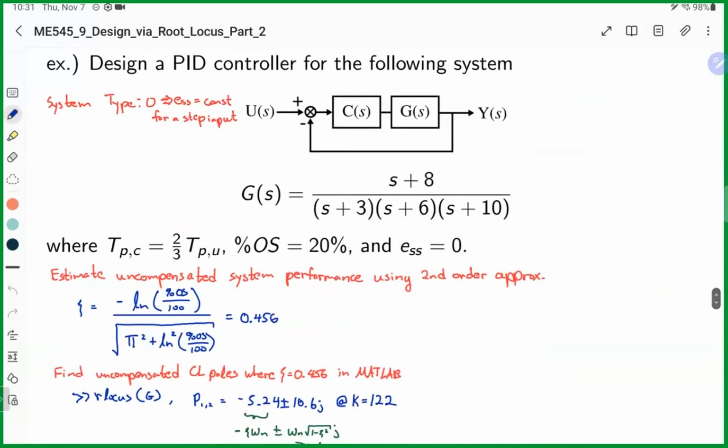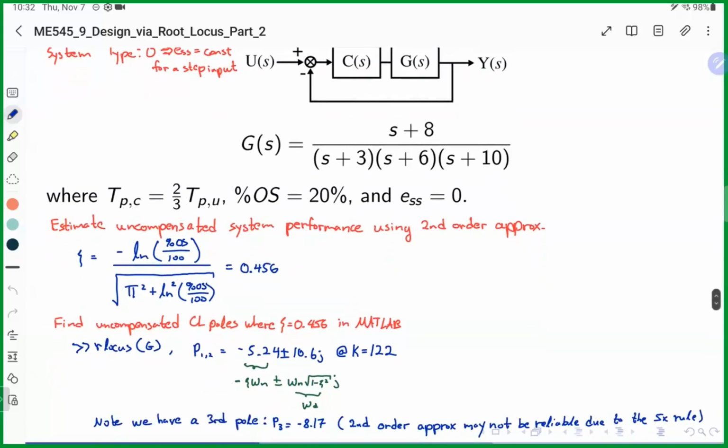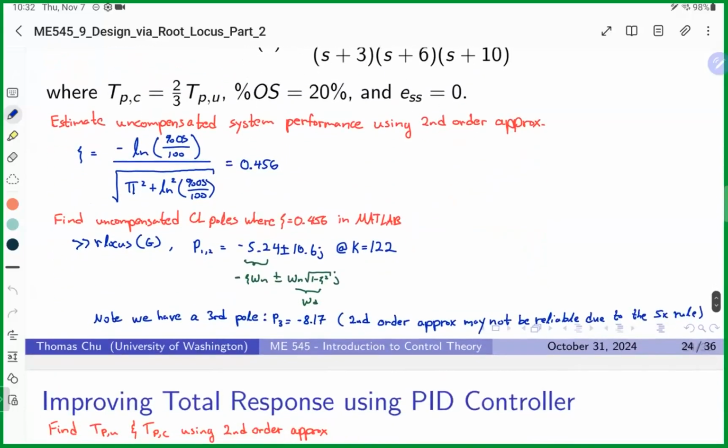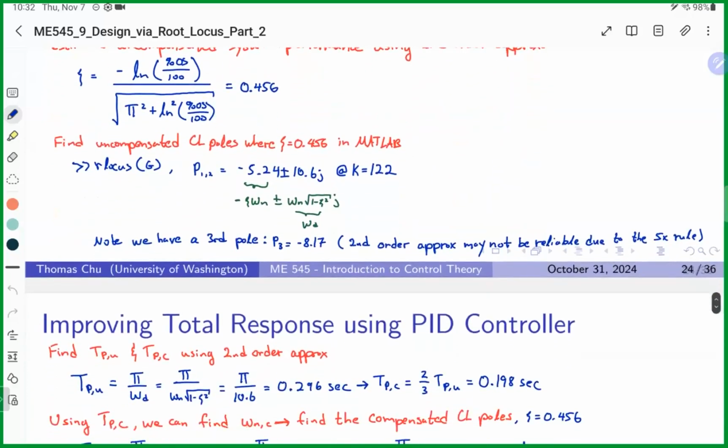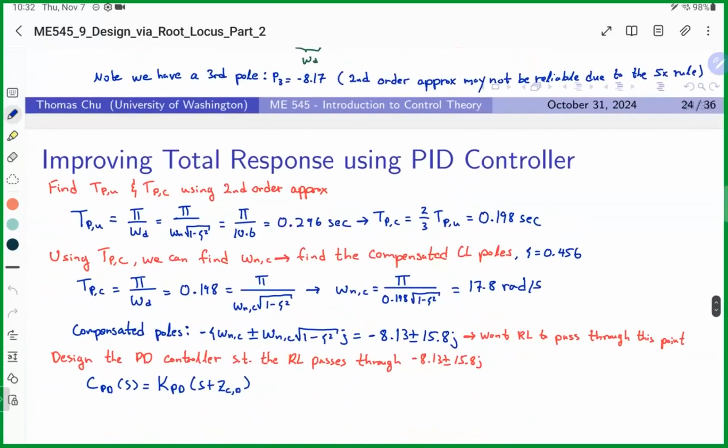So we started an example on PID controller, where we're trying to reduce the peak time of the uncompensated system by 2/3, while maintaining 20% overshoot with zero steady state error. We get our performance metrics by looking at the uncompensated system with 20% overshoot. And then we found the uncompensated closed loop poles using MATLAB. Once we got that, we were able to calculate the uncompensated peak time using second order approximation.